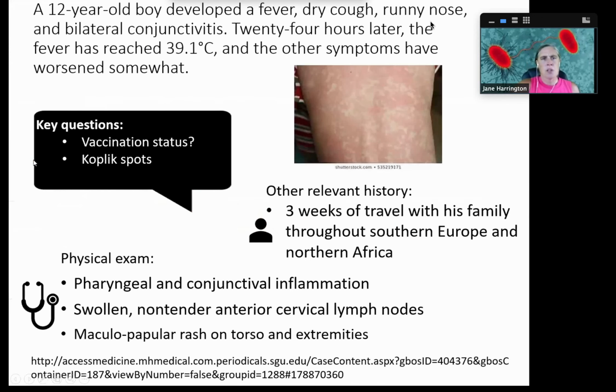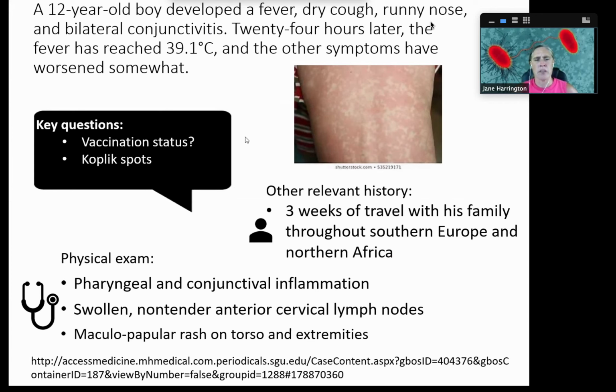Okay, so let's go ahead and I'll just read fast. And again, you guys have the PDF available. A 12-year-old boy developed a fever, dry cough, runny nose, bilateral conjunctivitis. 24 hours later, the fever reached 39.1 and other symptoms have worsened somewhat. Very much you need to know about vaccination status. I would immediately look in the mouth for Koplik spots. We see in the history 3 weeks of travel of this family through Southern Europe and Northern Africa, so really concerned about endemic transmission.